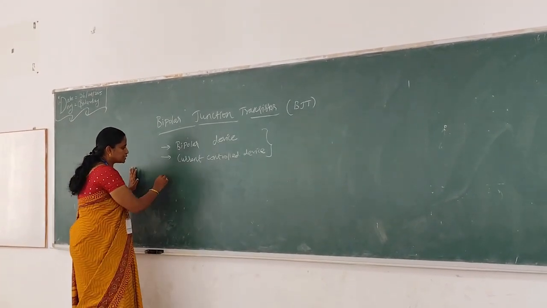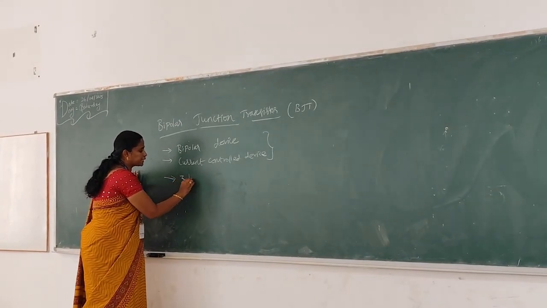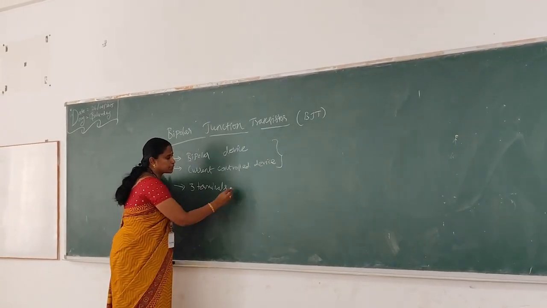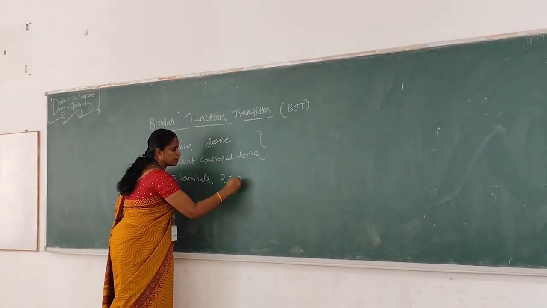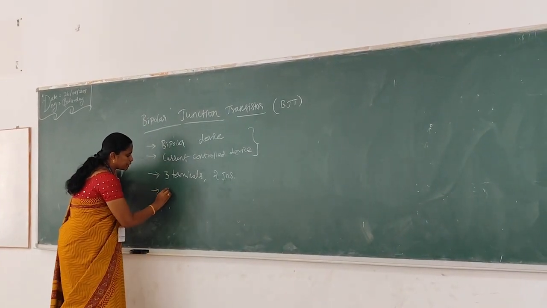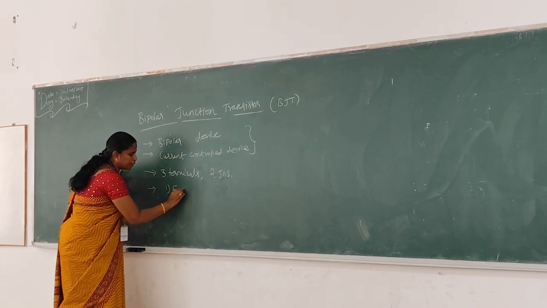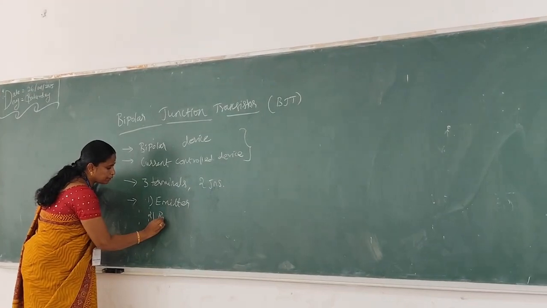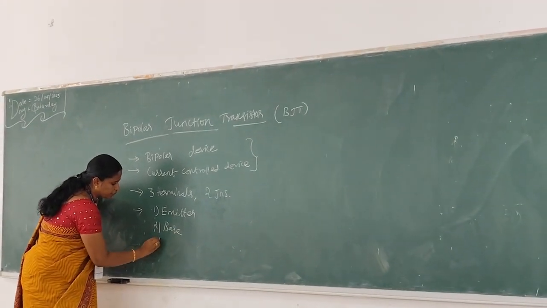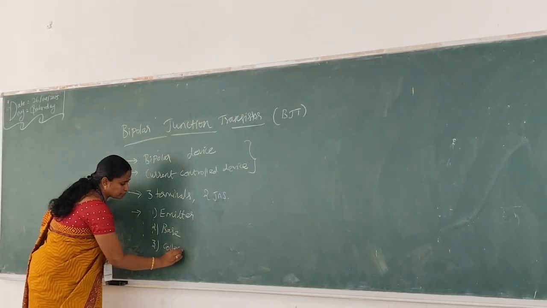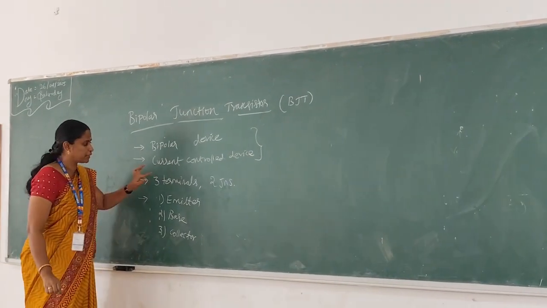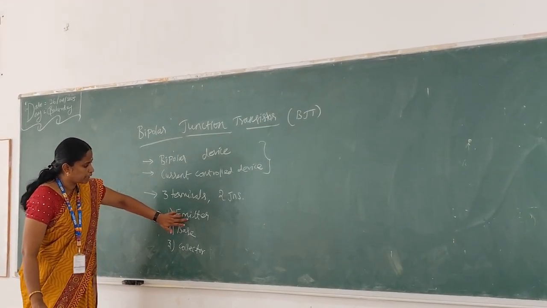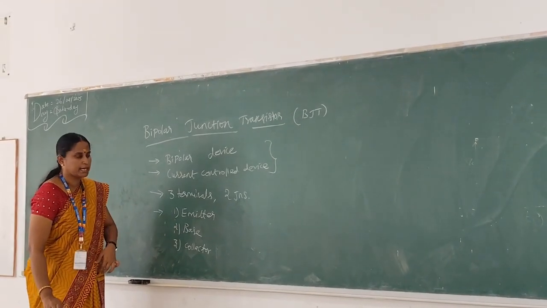This device consists of 3 terminals, and it has 2 junctions. The 3 terminals are emitter, base, and collector.